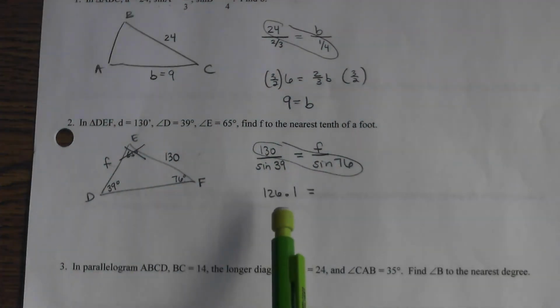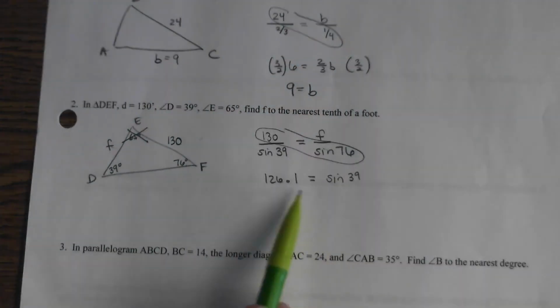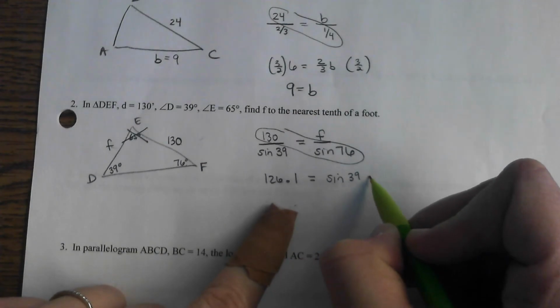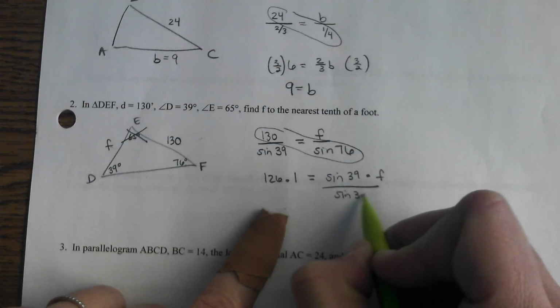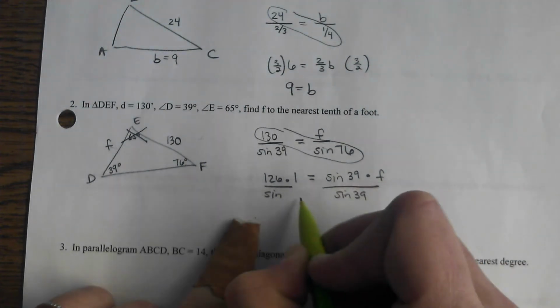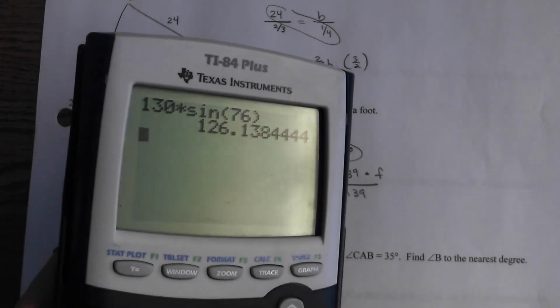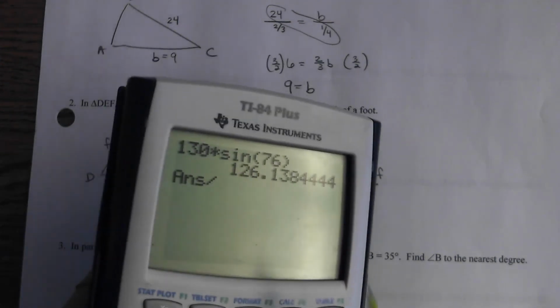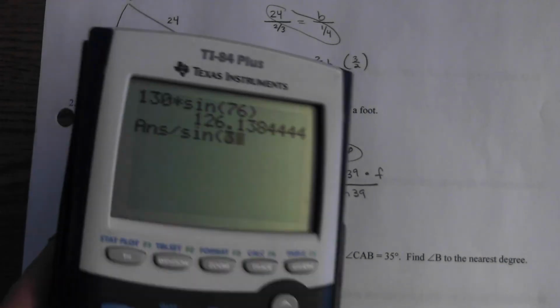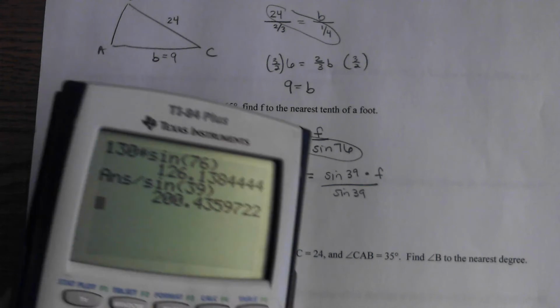I'm going to round just for the sake of writing it on my paper, but on my calculator I'm going to keep the exact same thing. Right now when I do sine of 39 times f, and I'm going to divide both sides by the sine of 39, I'm not going to retype into my calculator 126.1. I'm going to use the number that's there. So I'm not technically rounding. On paper I am, just to save time writing, but I'm taking that exact answer and dividing it by the sine of 39. So, and then yes, at the very end, 200.4.